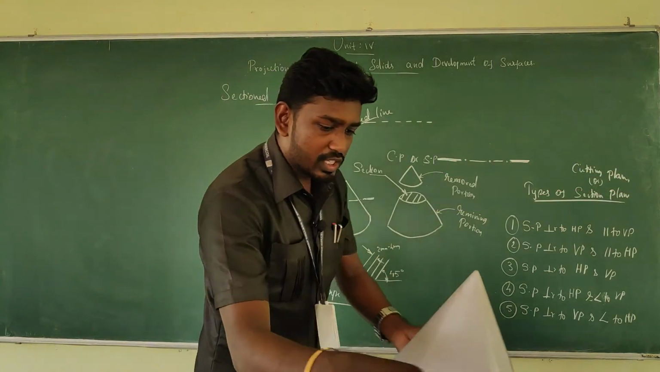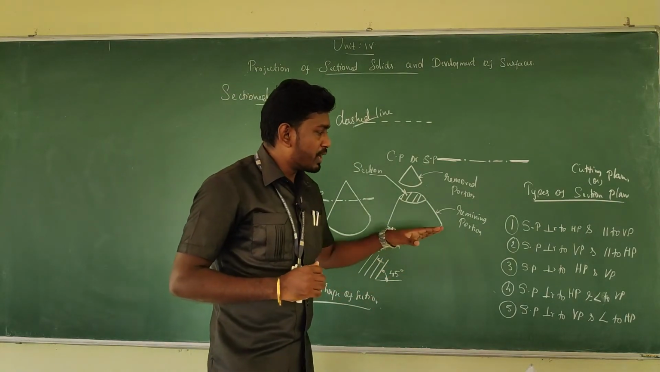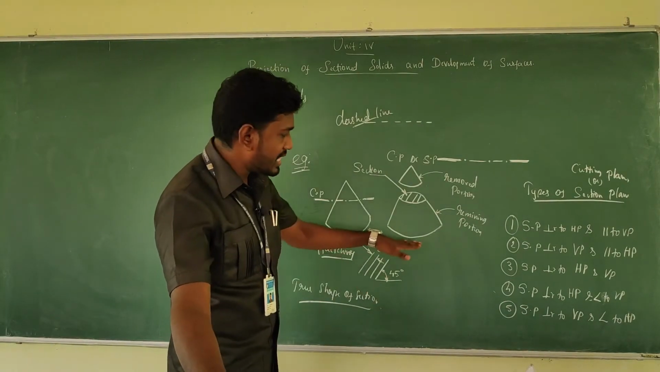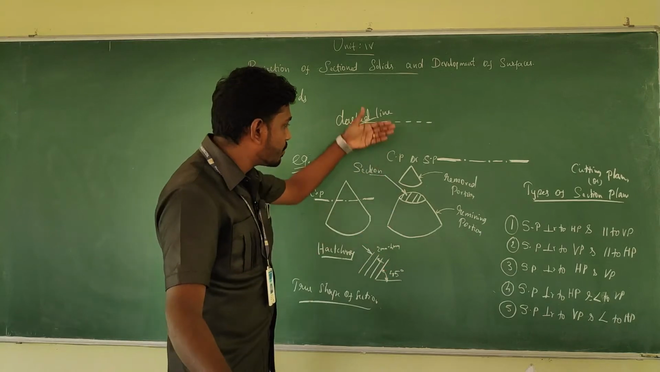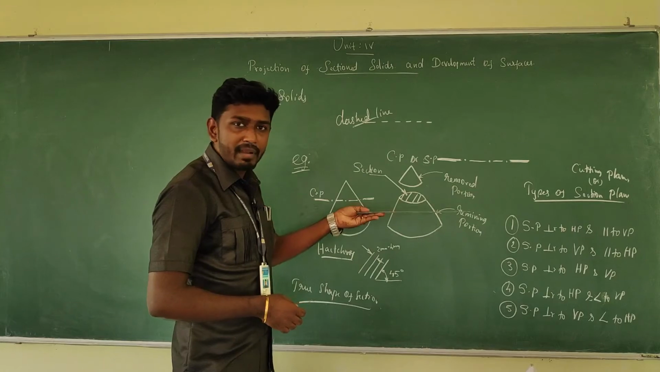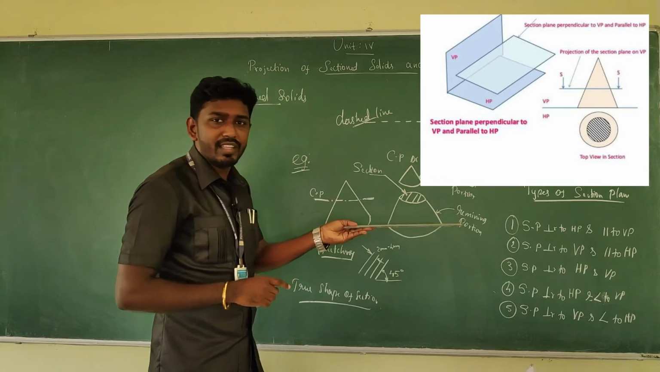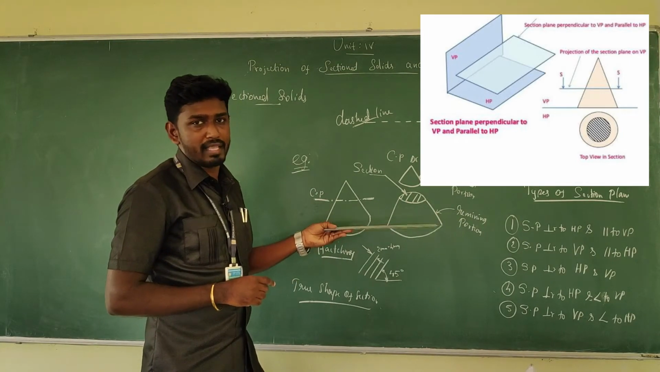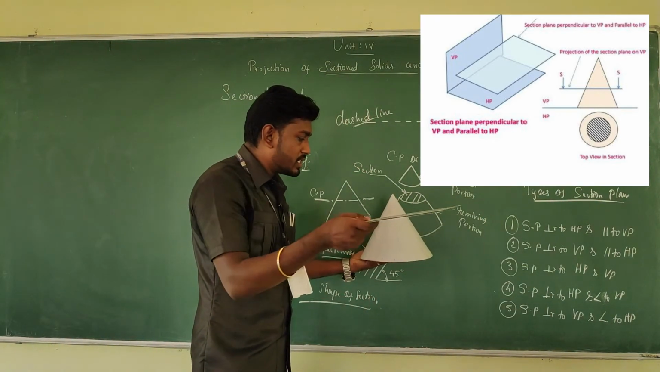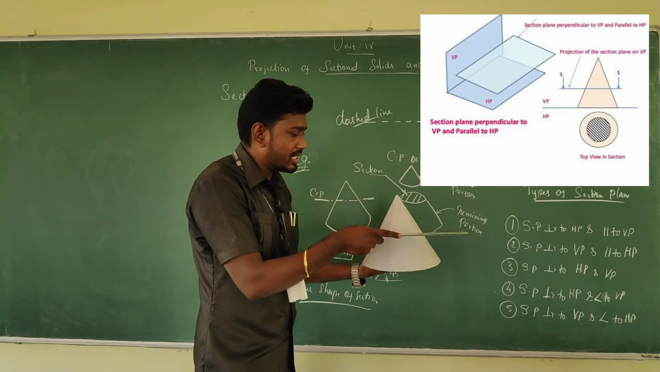Just move to the second position. The section plane is perpendicular to VP and parallel to HP. If I take this ground as a horizontal plane and the board as a vertical plane, perpendicular to VP means we should keep it like this. Now it is making 90 degrees to VP and is parallel to HP. This is how the plane is placed. If I cut the object, in the second condition it cuts something like this.